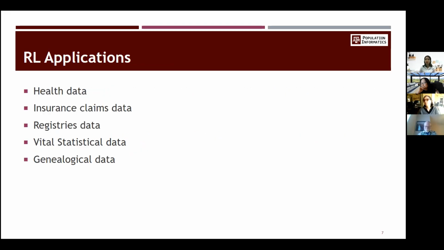There are a lot of applications for record linkage. For example, we can link health data, insurance claim data, registries data, vital statistical data, and genealogical data. Some of these applications are very critical, like health data. And in this domain, we need to have a very high quality record linkage, and having error is not acceptable. So we need to tune our algorithm such that we minimize the error.